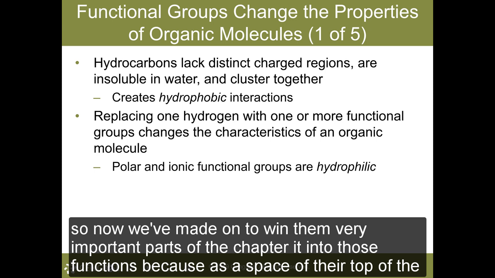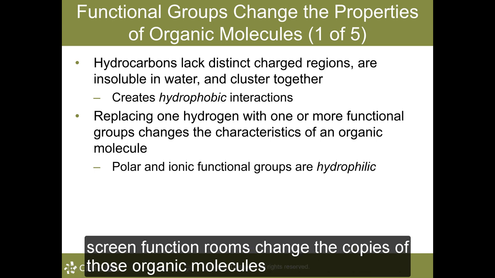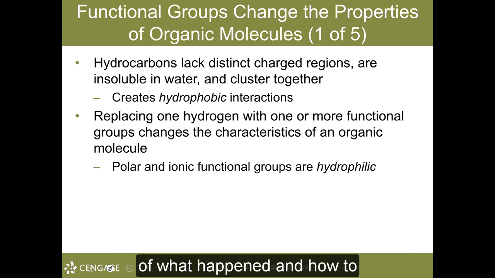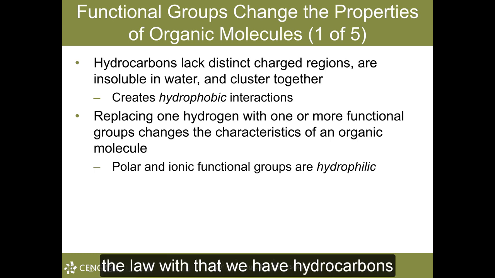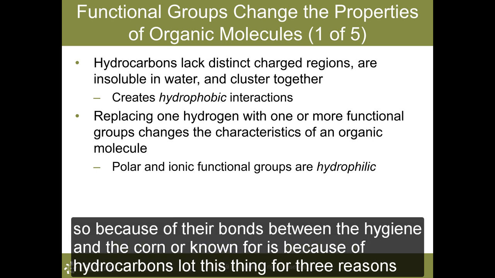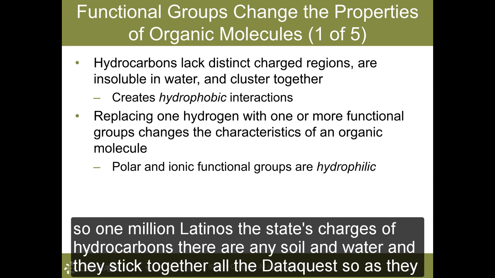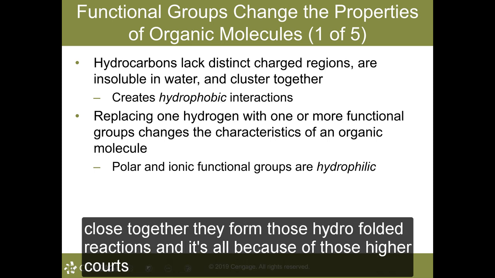So now we've made it onto one of the very important parts of the chapter, getting to those functional groups. Because as it states at the very top of the screen, functional groups change the properties of those organic molecules. And if you're wondering how, we're getting into how now. So yes, there are isomers, but along with that, we have hydrocarbons. Because those covalent bonds between the hydrogen and the carbon are nonpolar, those hydrocarbons lack distinct charged regions. So they are insoluble in water and they stick together or begin to cluster. As they cluster together, they form those hydrophobic interactions. And it's all because of those hydrocarbons.